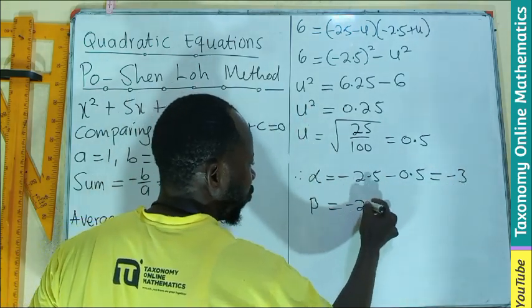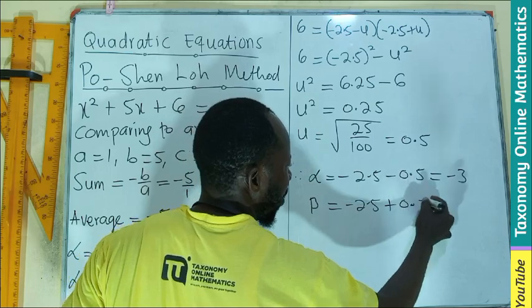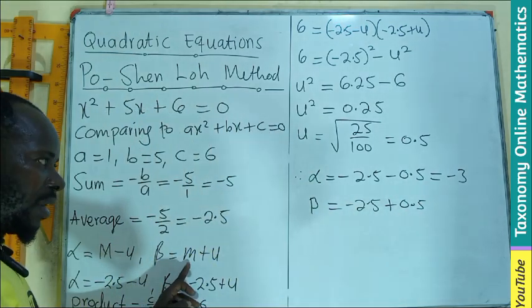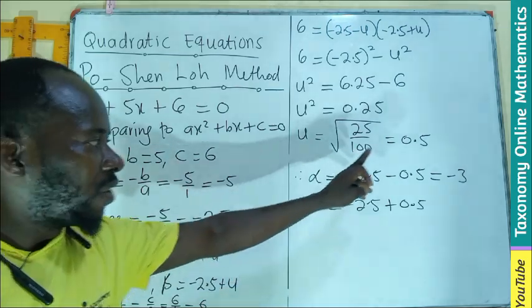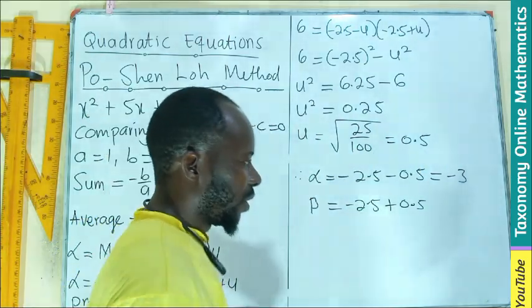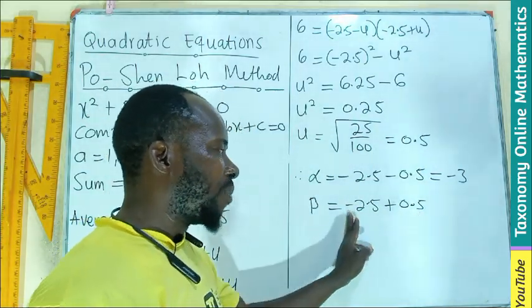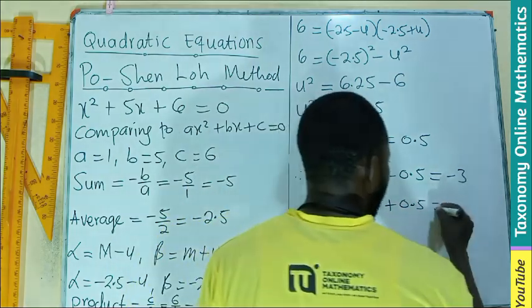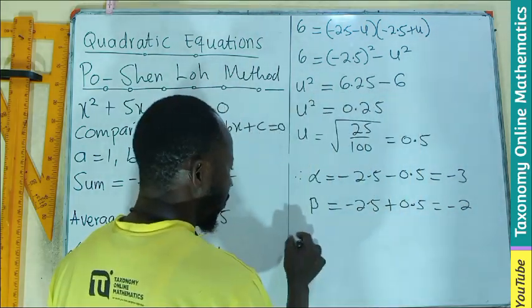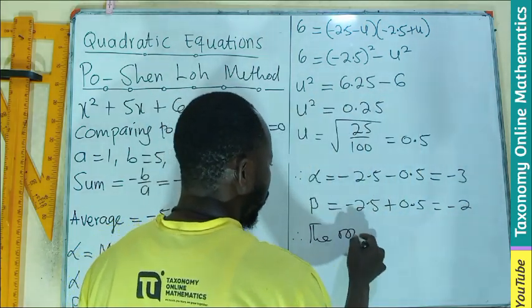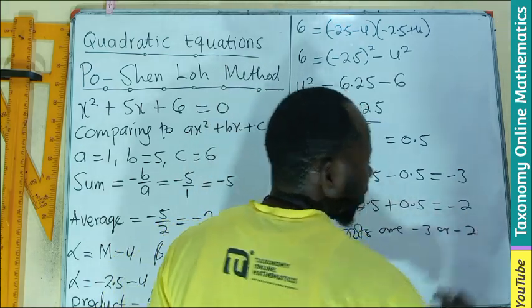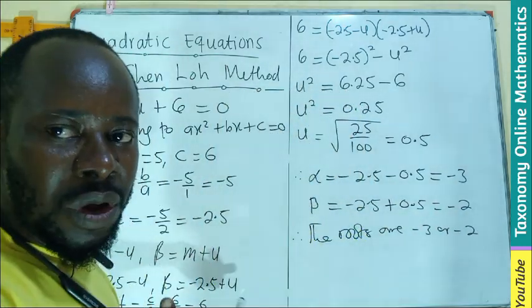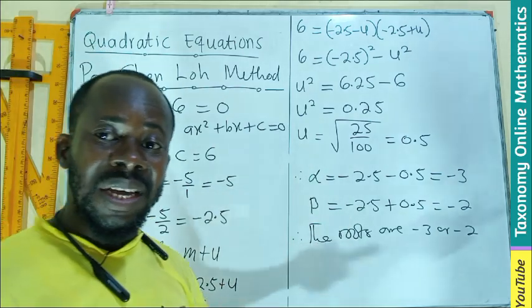Beta, negative 2.5 plus 0.5. Don't forget, this is the mean, we have it here, plus u. We just got u to be 0.5. So if we add this by subtraction, that will give you negative 2. So therefore, the roots are negative 3 or what? Negative 2.